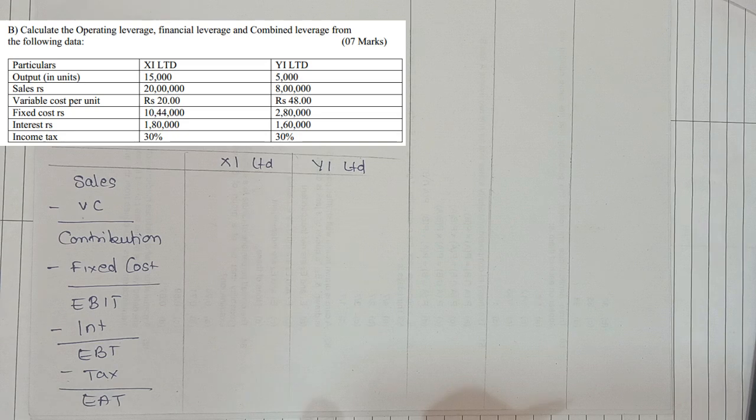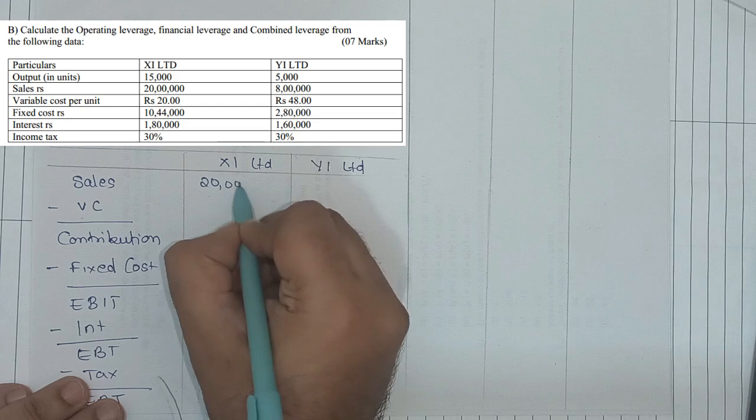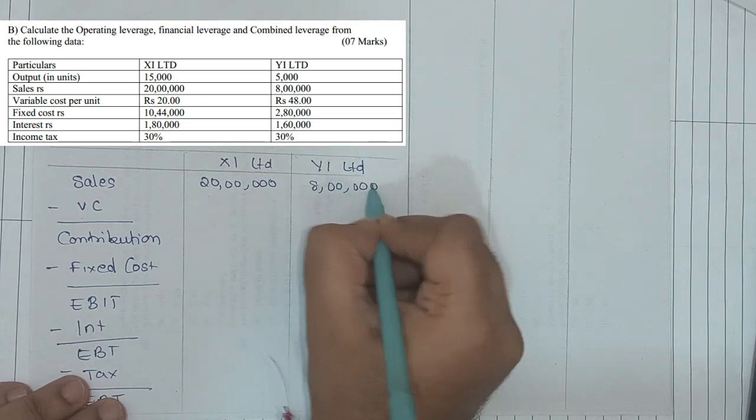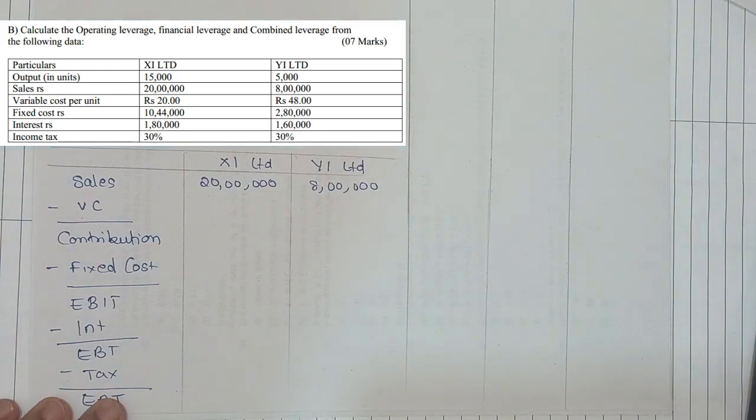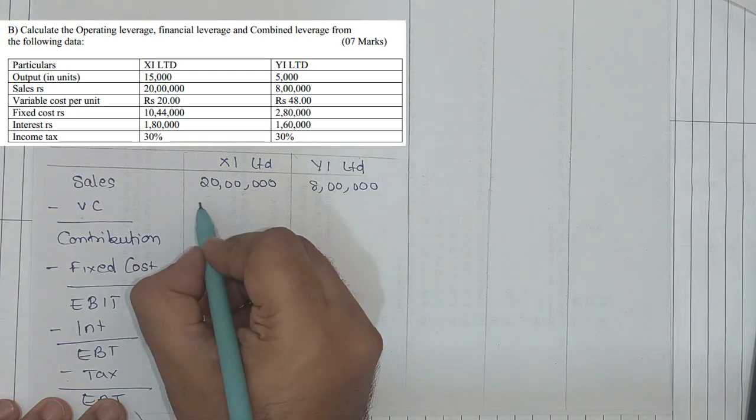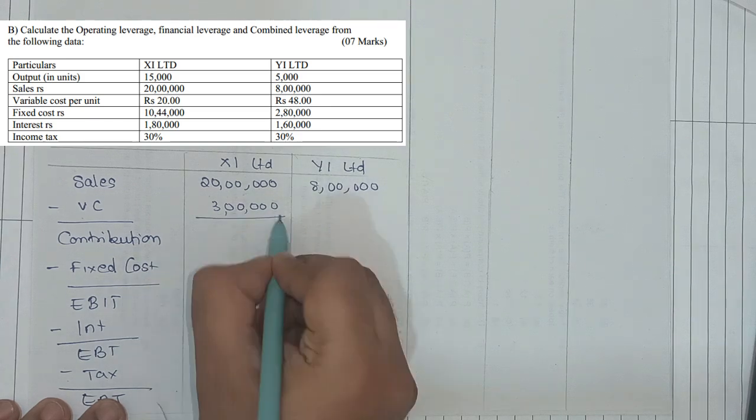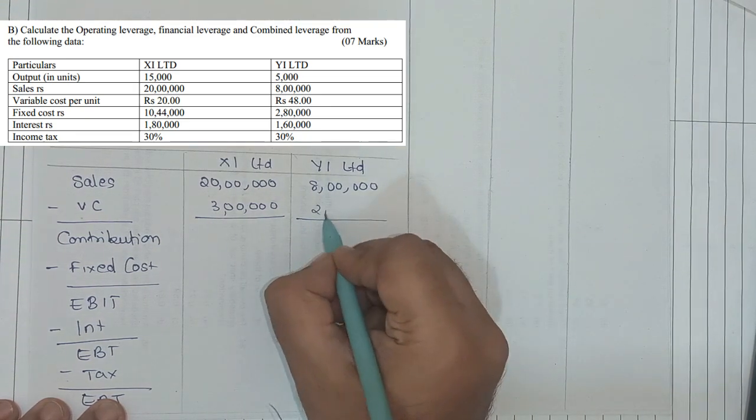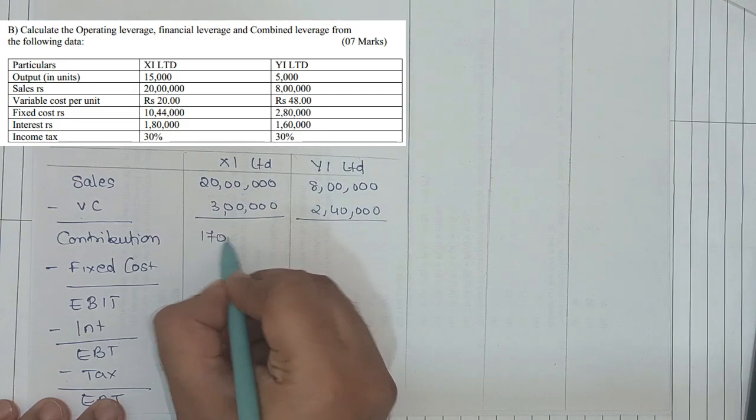Now we'll write down what all things have been given to us. They are giving you sales of 20 lakhs and 8 lakhs. For variable cost, they give variable cost per unit as 20 rupees and there are 15,000 units. So 15,000 into 20, that's 3 lakhs. And for the other one, it is 48 and the number of units is 5,000, so that will become 2,40,000. So 20 minus 3 lakhs is 17 lakhs.